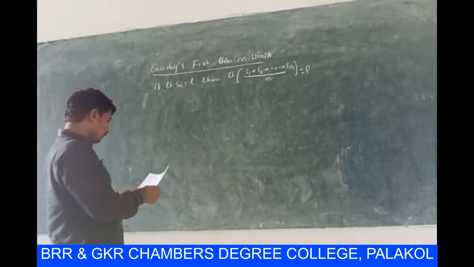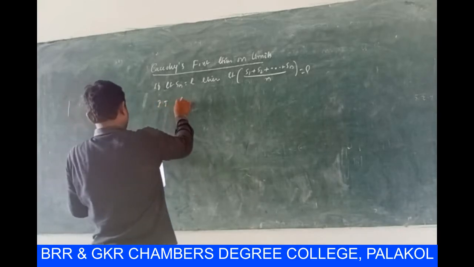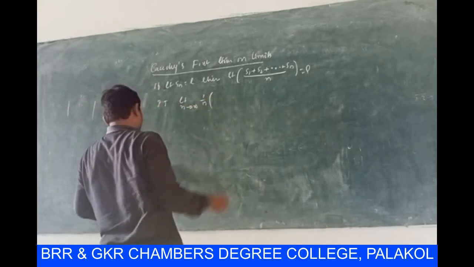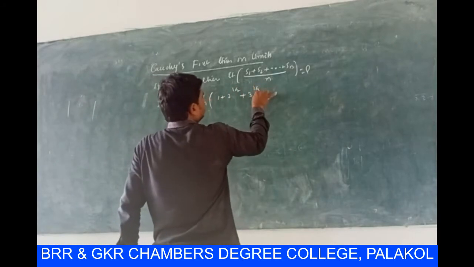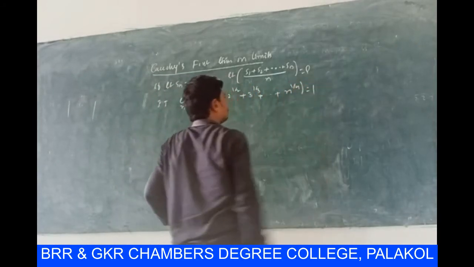So we will see one problem related to this. Prove that the limit as n tends to infinity of 1 by n into (1 plus 2 power 1 by 2 plus 3 power 1 by 3 plus and so on plus n power 1 by n) is equal to 1.